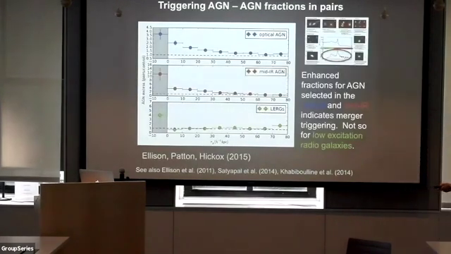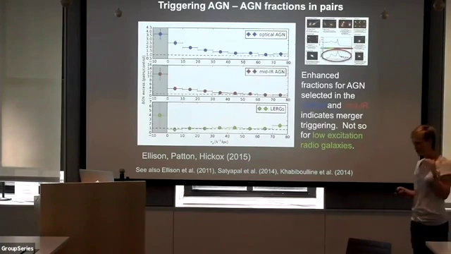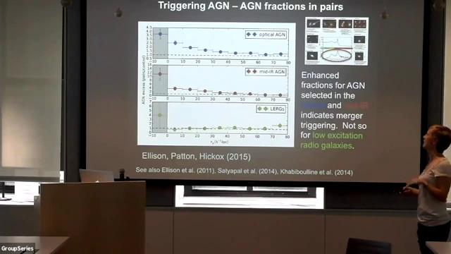Okay, next up is whether or not we trigger an AGN. So for the aficionados in the room, you'll know that this is actually a very controversial point, whether or not mergers trigger AGN. I'm going to try and convince you that they are a plausible mechanism, which is not to say that they are the only plausible mechanism, but that at low redshift, mergers can definitely be a way of triggering AGN.